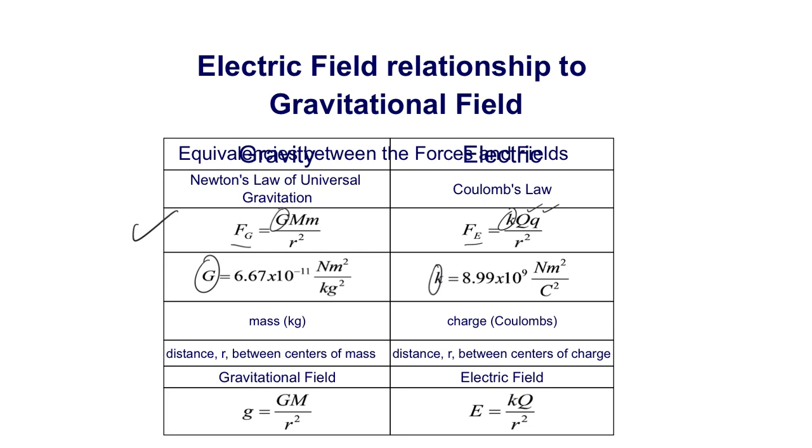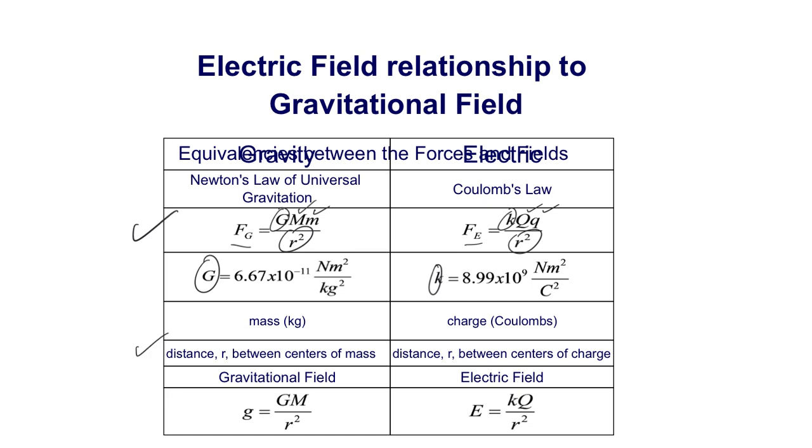And for Newton's universal law of gravity, we use masses. Okay? But the proportionality of the force to the distance between the two objects squared is the same for both equations.